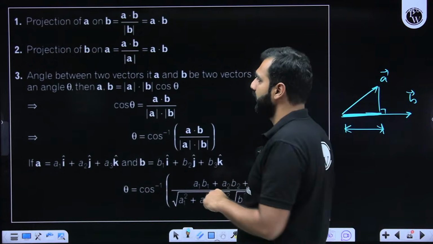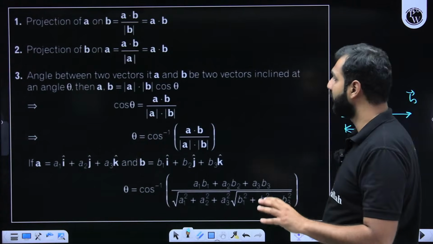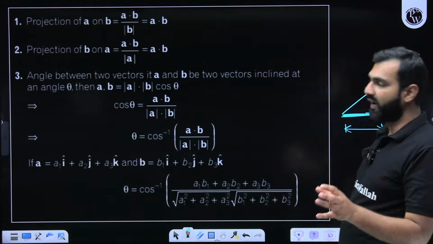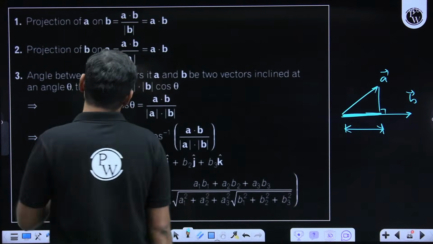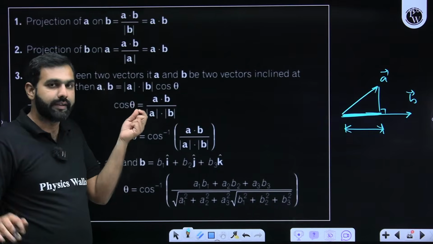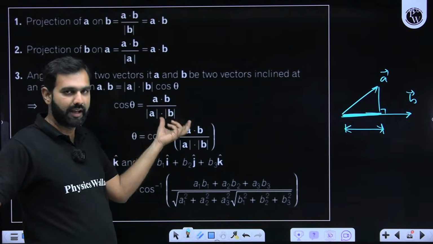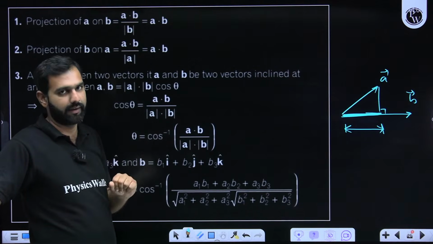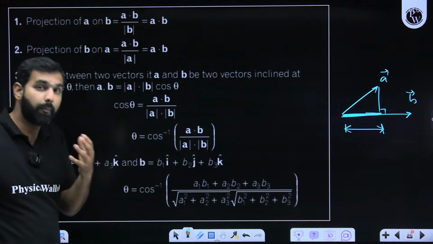The third part, angle between two vectors. Let's say the angle between two vectors is theta, and the two vectors are vector A and vector B. With that, the angle theta is given by cos inverse of A dot B divided by mod A mod B. So that's how you figure out the angle between two vectors. Any confusions on that?